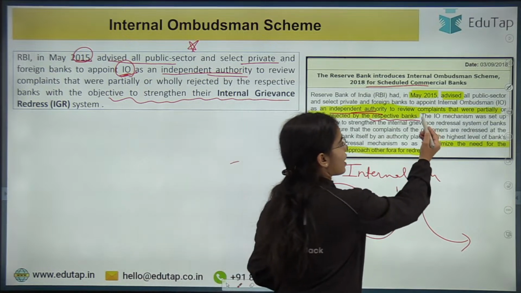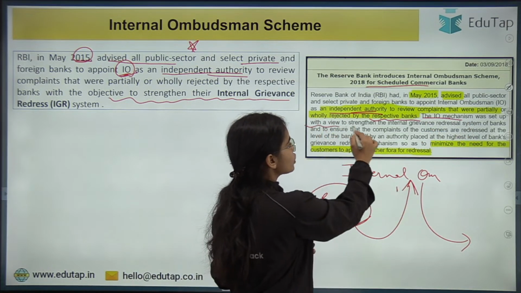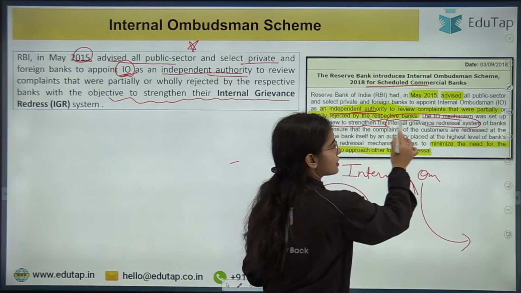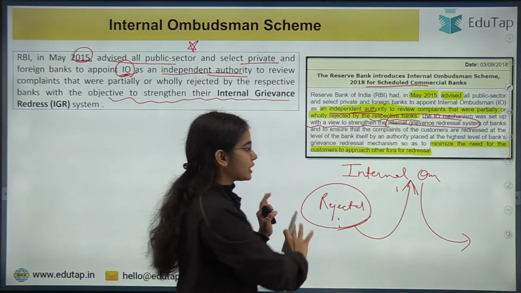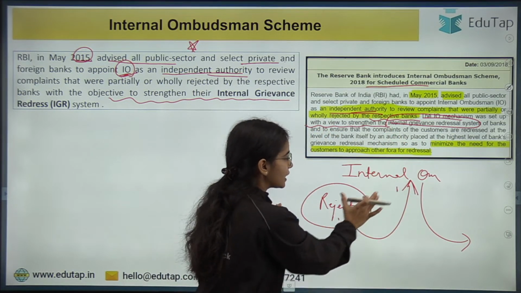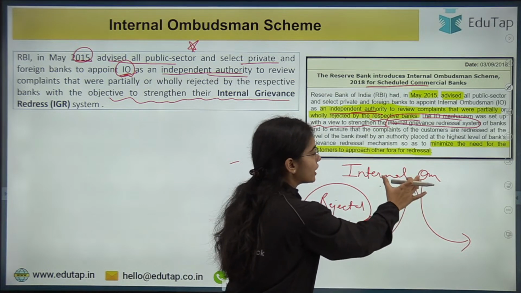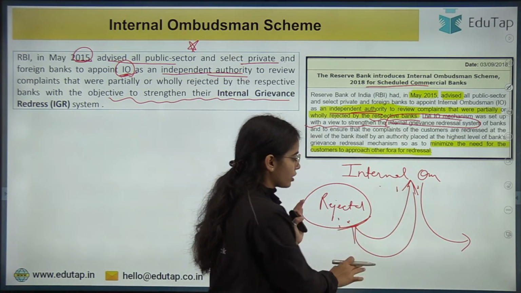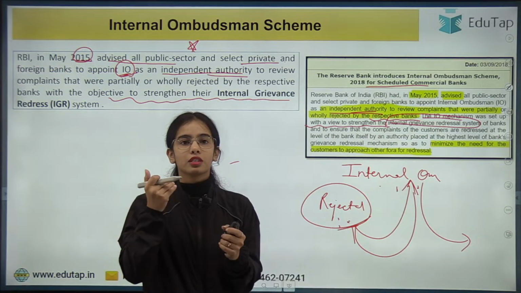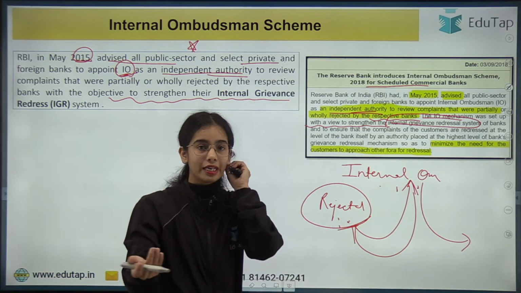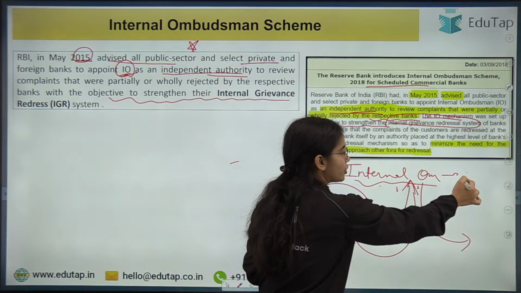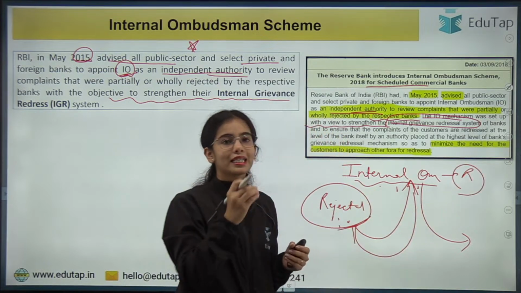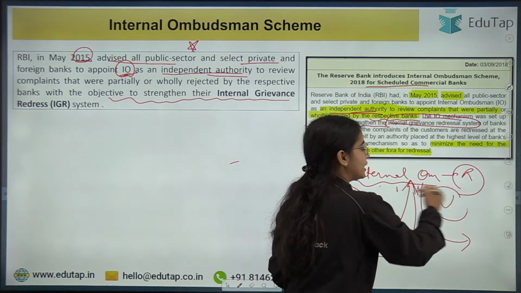So the internal ombudsman mechanism was set up with a view to strengthen the internal grievance redressal system of the banks, so that within the banks, if they are rejecting a complaint, the rejected complaint can be reviewed and then the bank can resolve it. If the rejected complaints are actually valid, the internal ombudsman reviews them and says that these complaints are valid, so kindly resolve them.